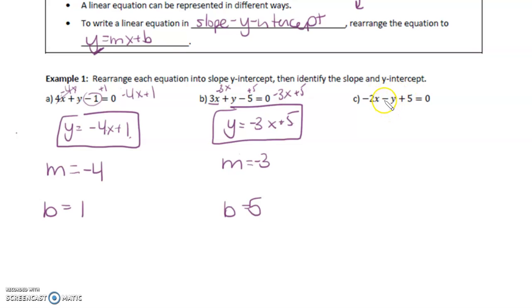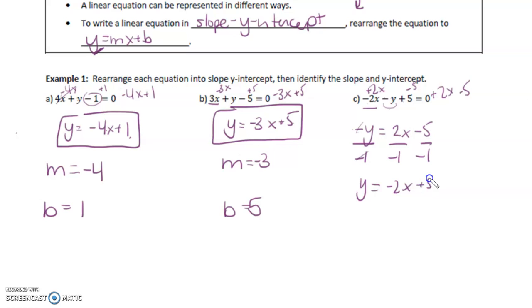Okay, C, same idea. Let's leave the negative y on this side. Negative 2x, we're going to add 2x on both sides. And plus 5, we're going to subtract 5 on both sides. So we're left with negative y equals 2x minus 5. Here's the kicker: this is not y equals form, this is negative y equals. So we're going to divide every single term by negative 1. And you get y equals negative 2x plus 5. The slope is negative 2, and the y-intercept is 5.